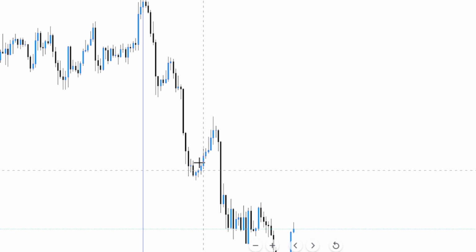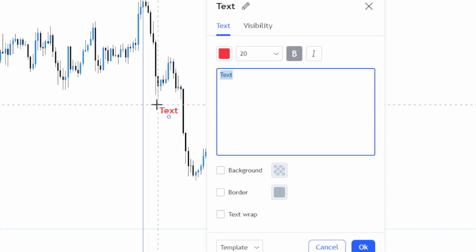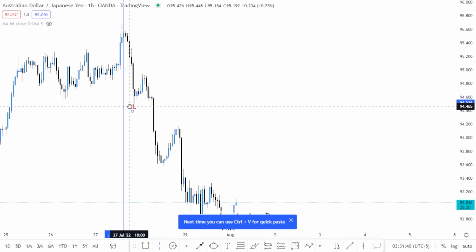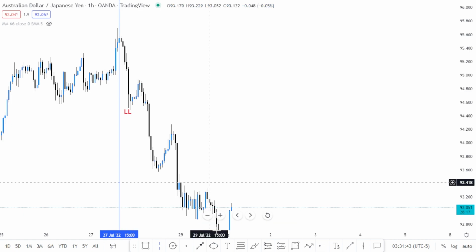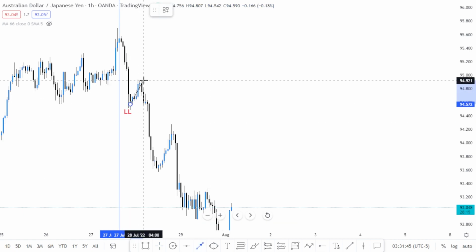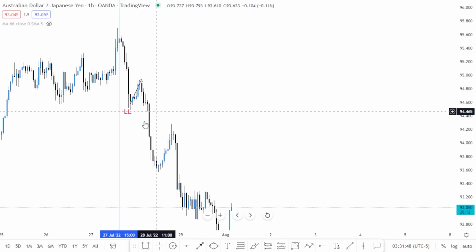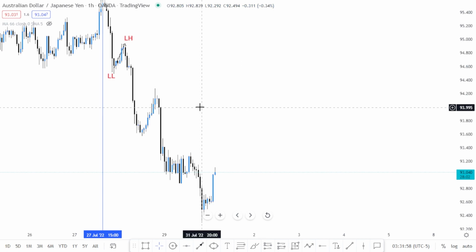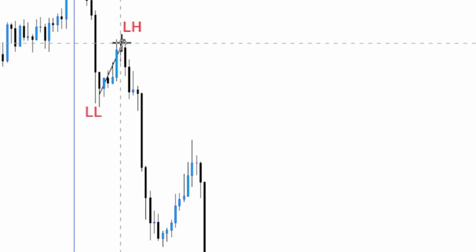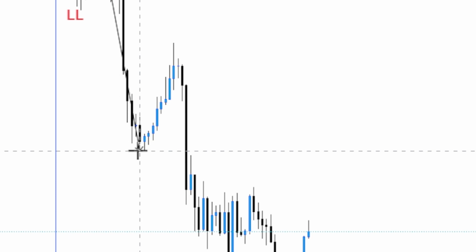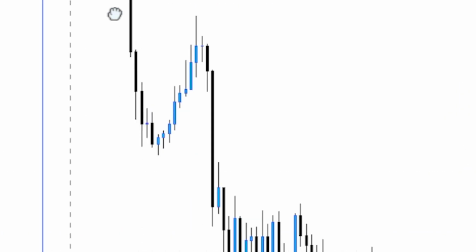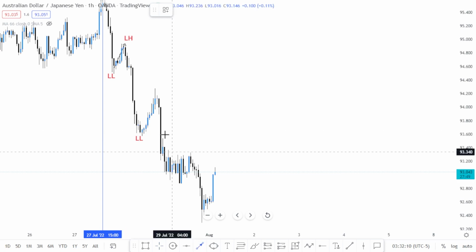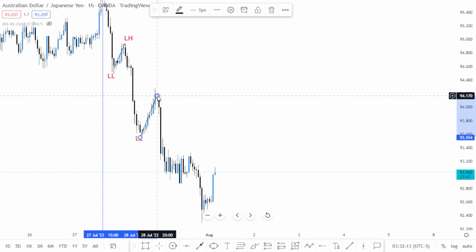So we have the creation of our first lower low right here. Wow, what a beautiful downtrend. We are looking at structure so clearly. Then we have the pullback creating our lower high. So this is our lower high right here. Now the market made an impulsive move to the downside, creating another lower low, guys, right here. Lower low right there. Then the market created a pullback, creating our lower high.